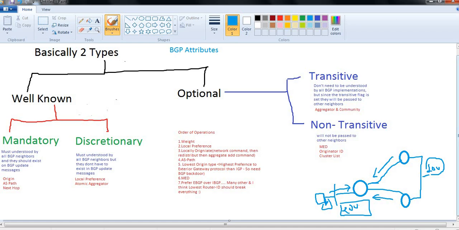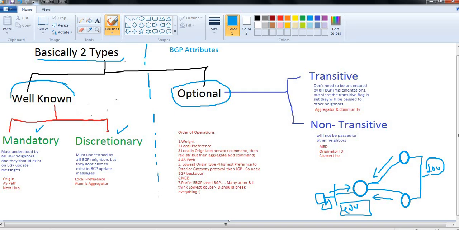Basically, there are two types of BGP attributes. One is well-known, and the second one is optional. In the well-known attributes, we have two types: one is mandatory and the other one is discretionary. So we have the mandatory well-known attribute and the discretionary well-known attribute. Let's cover this part first, and then we will get on to the optional attributes.